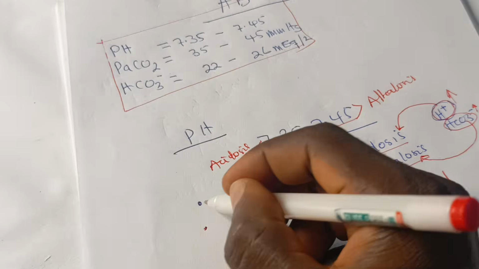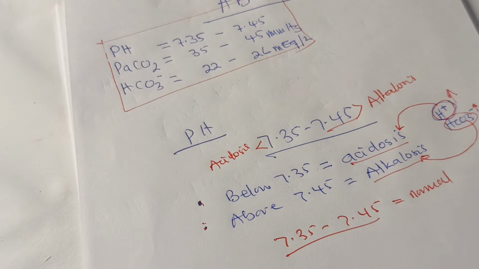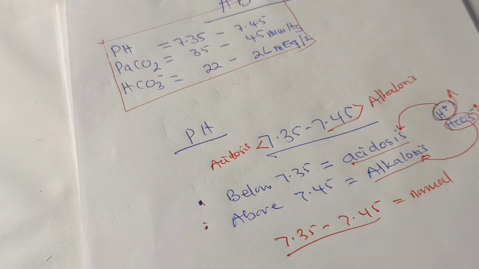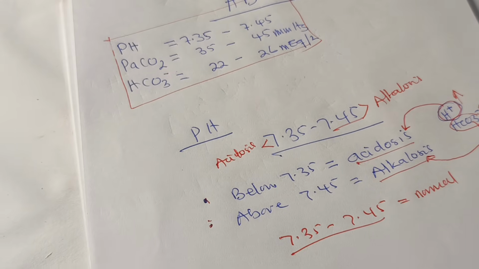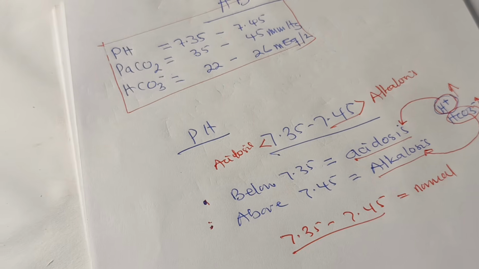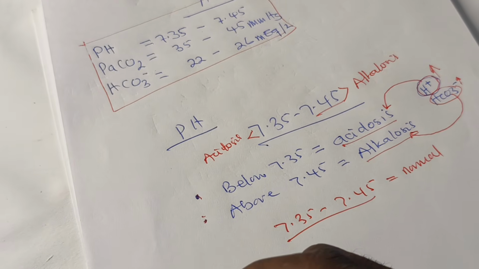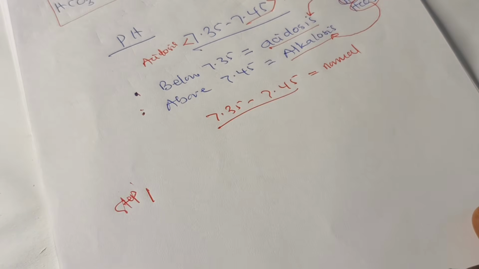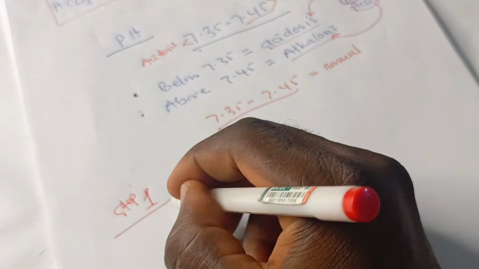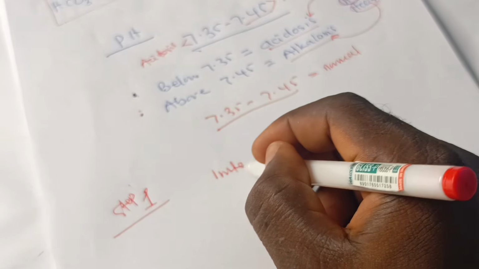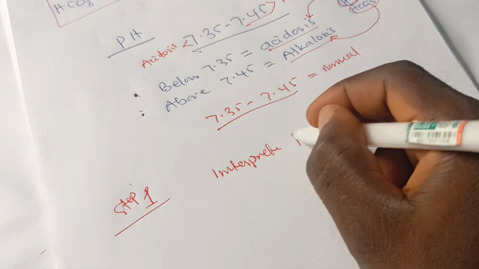So I hope you've understood up to this point where we say if the value is below 7.35, we have acidosis, and if it's above 7.45, we have alkalosis going on. That is very good. So once you get this into your mind, I want to give you the first step in interpreting ABG values. So the first step, step one, is to interpret the pH.